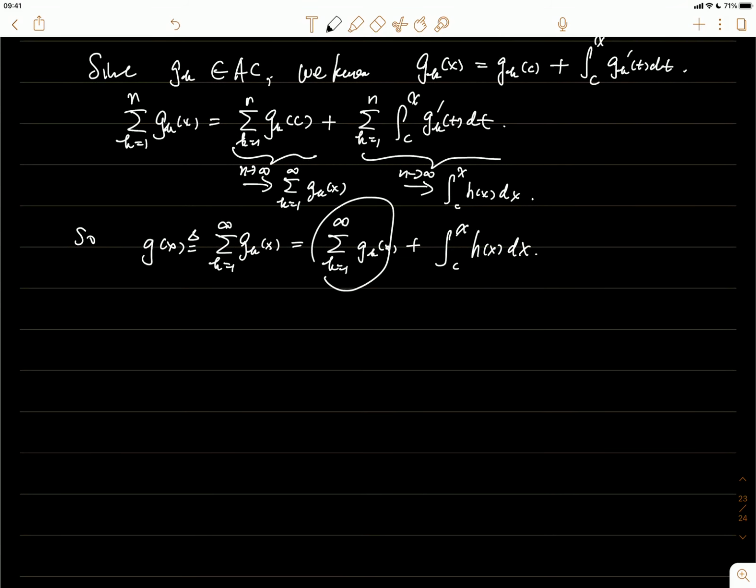Okay, so now remember that this is just a number. This is just some number. This is the indefinite integral of an integrable function h. So that means g is in AC, right? Because g can be written as this absolutely continuous function, and this is just a constant. So that's why this is in AC.